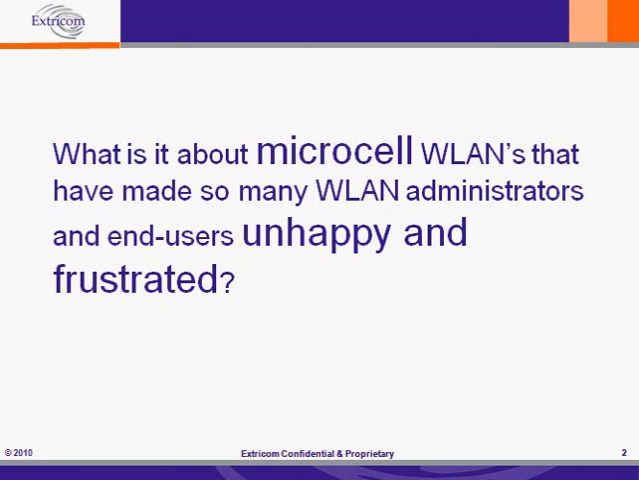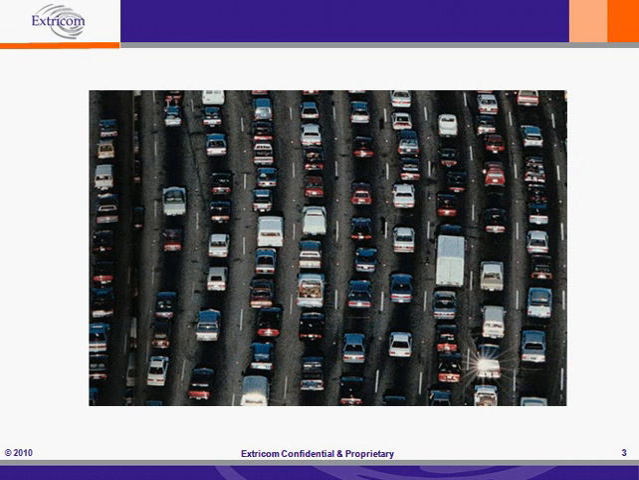It's an important question because microcell, even though it's a first generation wireless LAN architecture, is still used by most of the leading enterprise wireless LAN vendors today. And a lot of people are unhappy with it. We at Extricom know that because we hear about microcell issues all the time from customers who have switched over to our architecture. The biggest problem with microcell is called co-channel interference. Co-channel interference can simply destroy microcell throughput, reducing data traffic to a crawl.